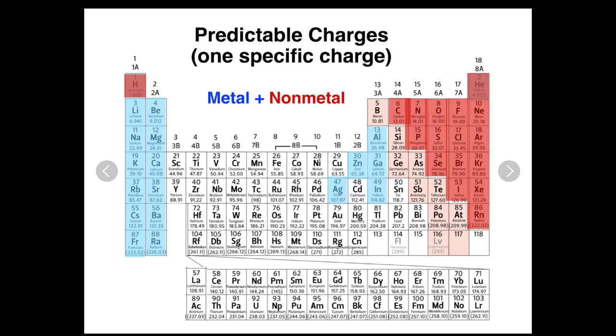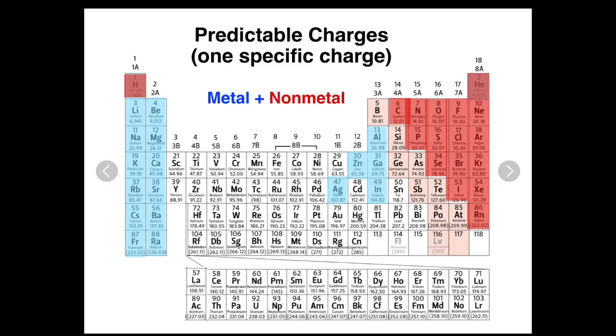For example, fluorine would become fluoride. Chlorine would be chloride. Bromine would be bromide. Iodine would be iodide. Oxygen would be oxide. Sulfur would be sulfide. Selenium would be selenide, right? Phosphorus would be phosphide. Nitrogen would be nitride. Carbon would be carbide. Hydrogen would be hydride, for example.